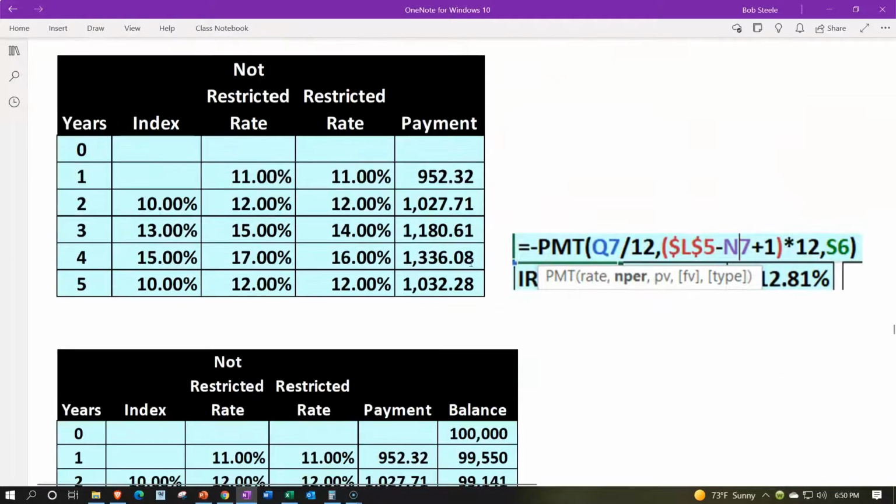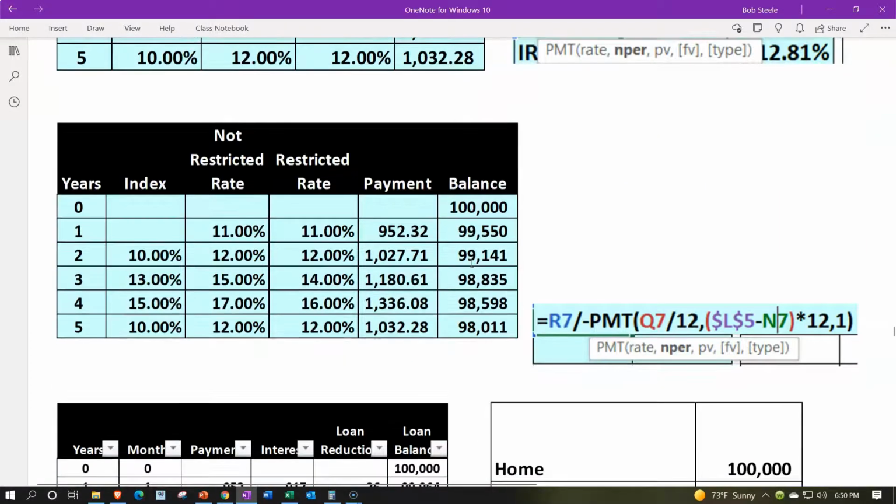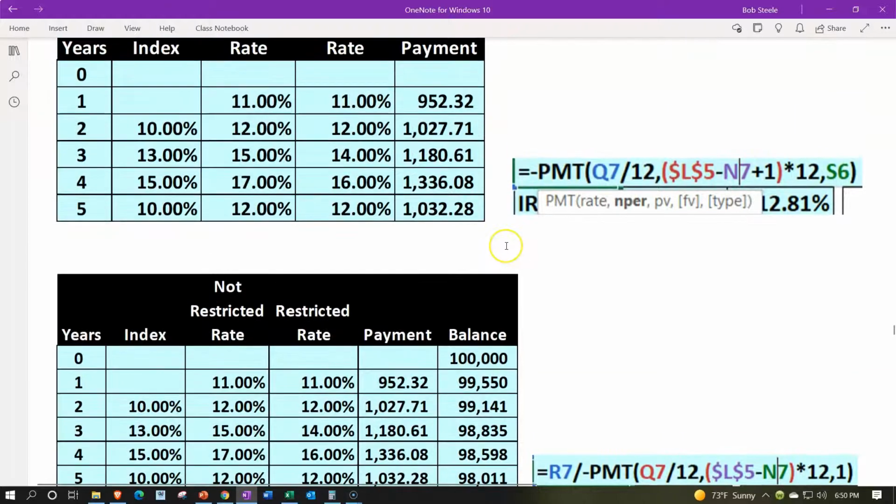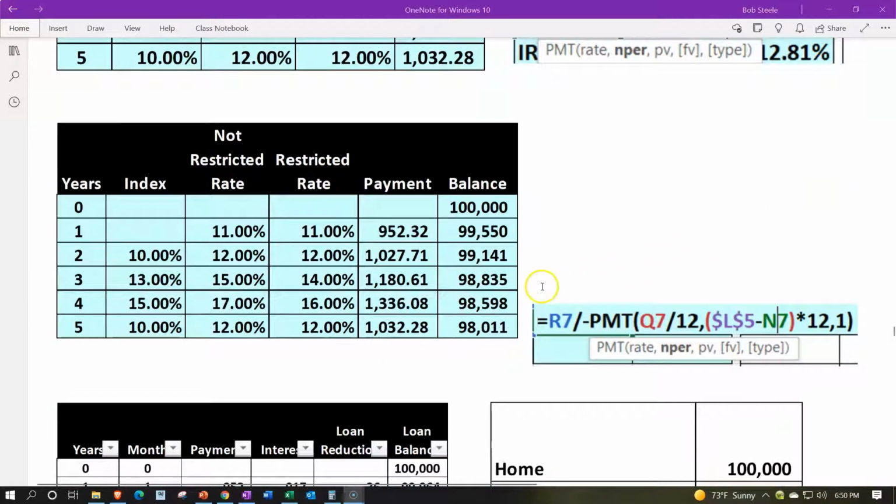Let's do it again. So now we're on the next payment. This is going to be year 5, I believe. So payment, the Q6, it should be representing the 12% divided by 12, 30 minus N7, which is going to be the 5 plus 1, brackets times 12, and then comma, present value. That's going to be the prior balance.